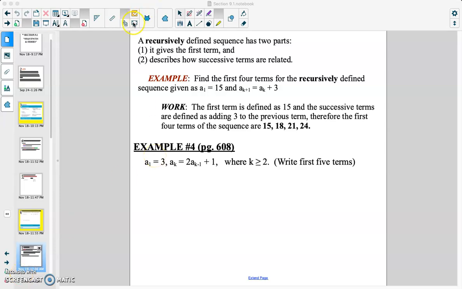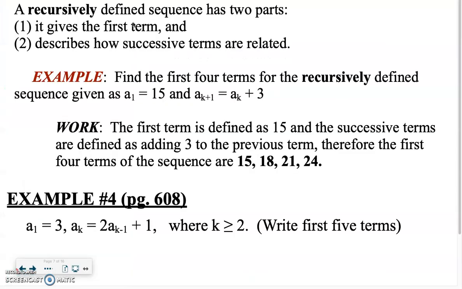All right, so getting into the actual definition here for a recursive sequence. We've already touched on it a little bit, but again, the more formal definition: we say that a recursively defined sequence has to have two parts. Number one, we have to be given the first term, and then number two, we have to have that definition that describes how we're going to get the upcoming terms.